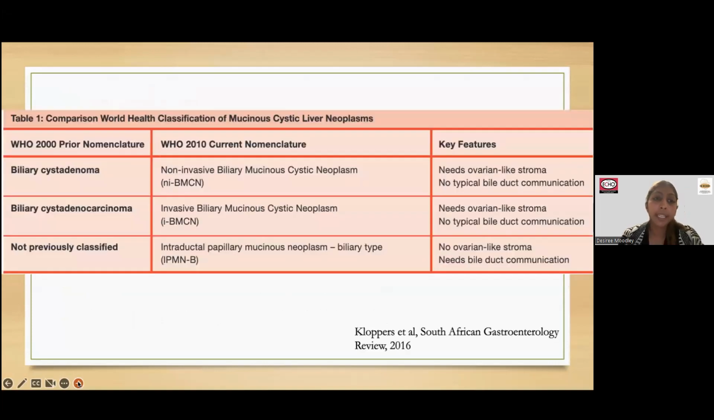So the nomenclature was changed. Previously it used to be biliary cyst adenoma and biliary cyst adenocarcinoma. They're now known as non-invasive biliary MCNs and invasive biliary MCNs. To make this diagnosis, you need ovarian-like stroma for both, and it should not be communicating with the typical bile duct. If it does communicate with the bile duct and there's no ovarian-like stroma, it's now classified as an intraductal papillary mucinous neoplasm of the biliary type.